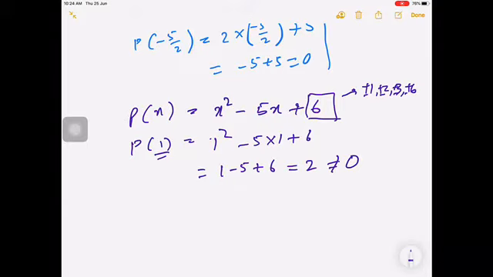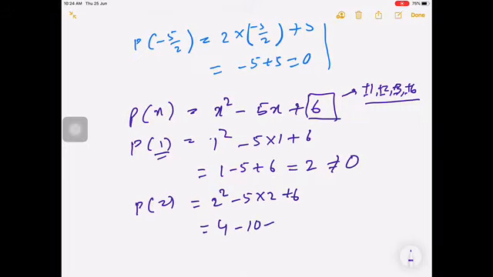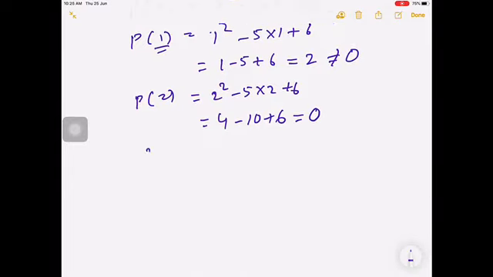So 0 must lie among all these. Here we have 8 numbers. Within these 8 numbers, we shall find the 0. So let us try here 2. If p(2), what happens? 2 square minus 5 into 2 plus 6 becomes 4 minus 10 plus 6, that is equal to 0. So you see, we have found one 0. So 2 is a 0 of p(x).